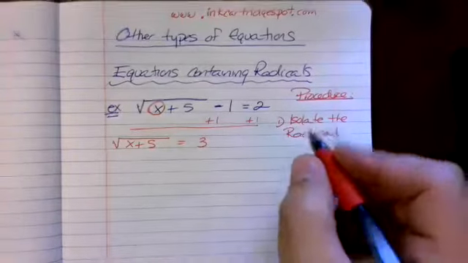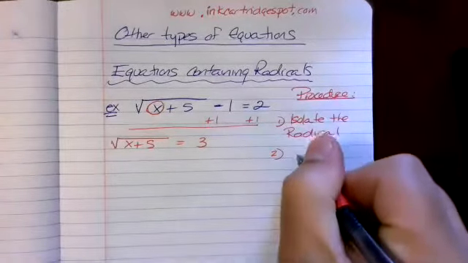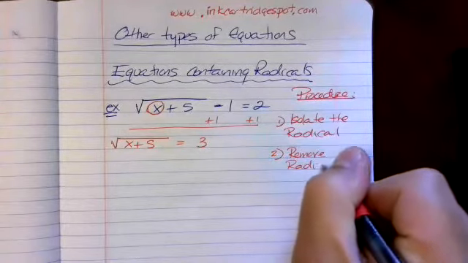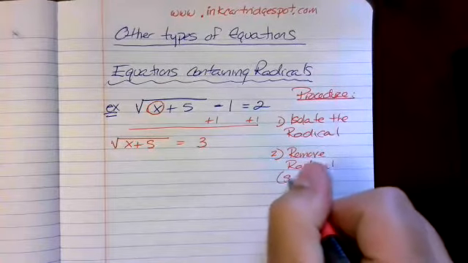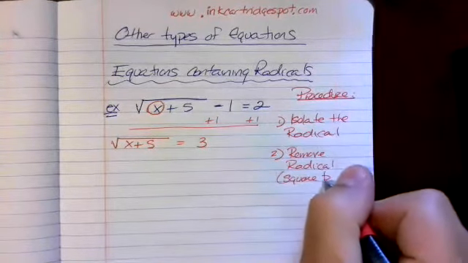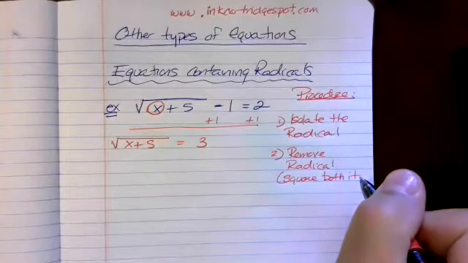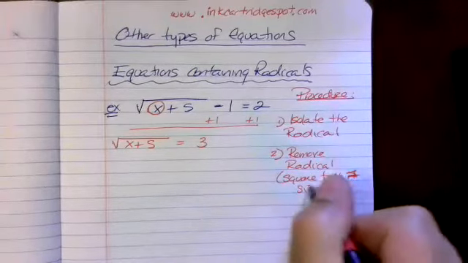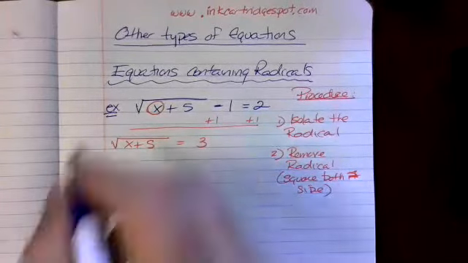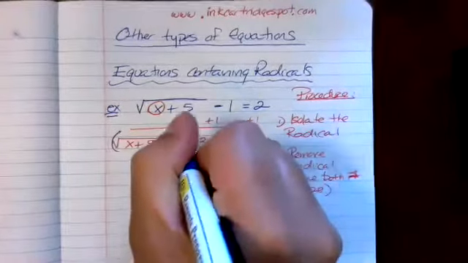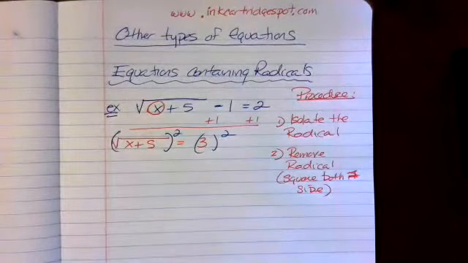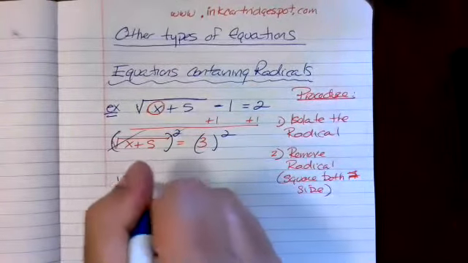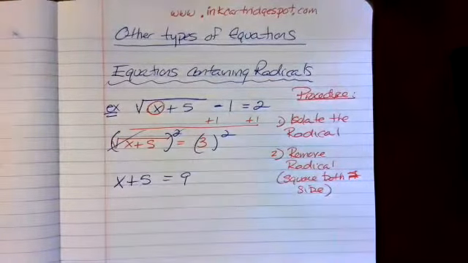Then to get x by itself, you want to remove the radical. You remove a radical by squaring it. So we want to square both sides. I want to square this side and square this side. The square root and the square cancel each other out, so I'm going to have x plus 5 is equal to 9.